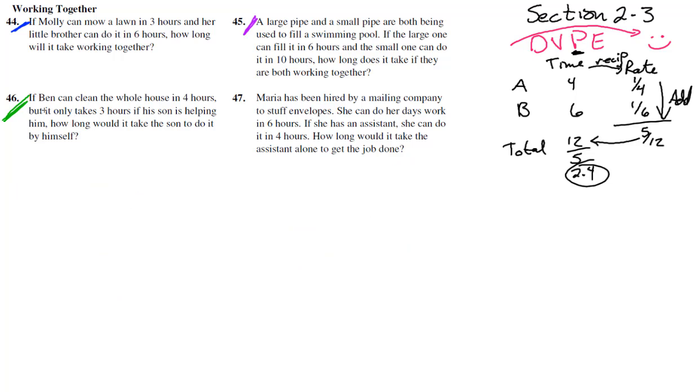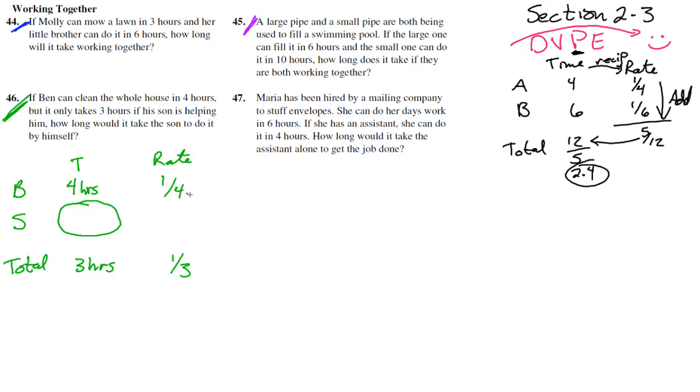Number 46, if Ben can clean the whole house in 4 hours, so Ben can do it in 4 hours. So there's his time, and here's his rate. So that means 1/4 of the house can be done every hour. And his son, 3 hours if his son is helping him. Oh, they gave us a total down here, or together it only takes 3 hours. So with his son working, it does that. So together their rate is 1/3. So we need to find this guy.